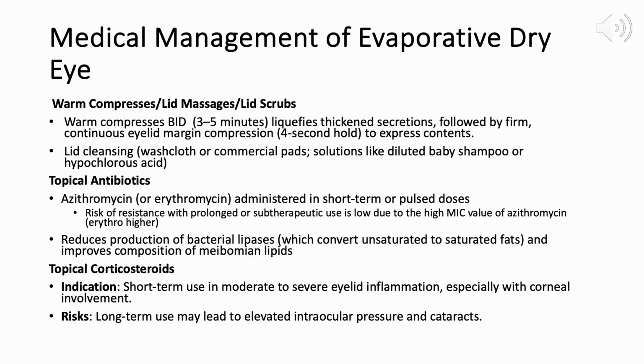Azithromycin has a low risk of resistance because of its high minimum inhibitory concentration. Erythromycin carries a slightly higher risk. These antibiotics help by reducing bacterial lipases, which would otherwise degrade the quality of meibomian secretions. Lastly, topical corticosteroids can be helpful in the short term.